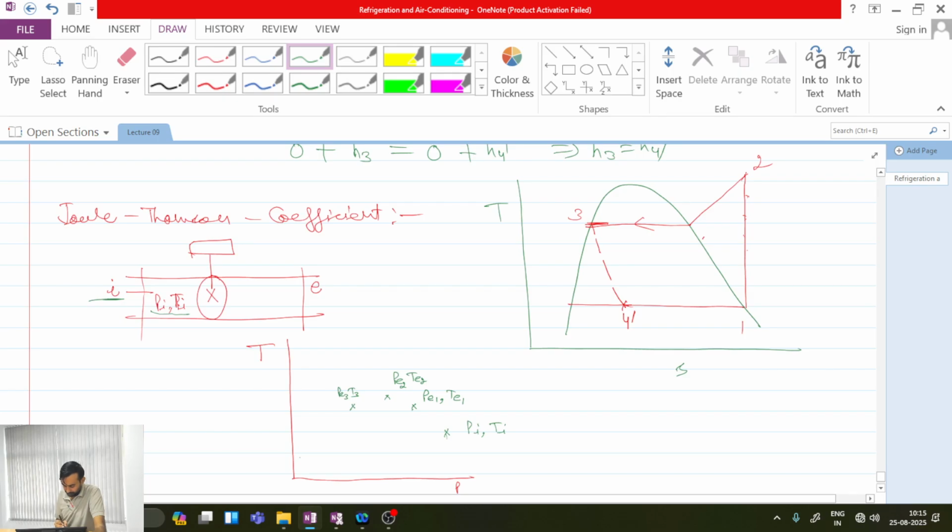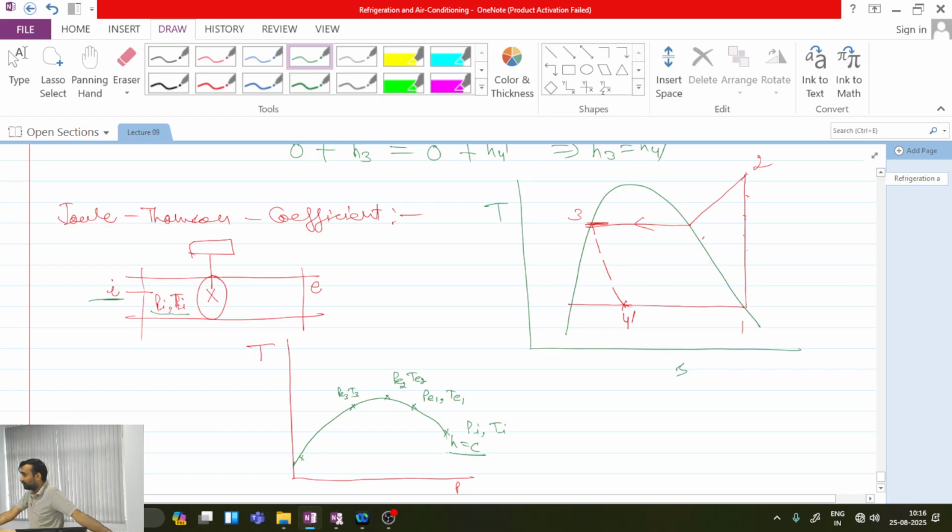Likewise, if you keep on doing, you will be getting for every time corresponding to inlet condition, you can get multiple exit pressure and temperatures. Okay, if you join locus of all these points, you will get a line. And this process is nothing but a what type of process? Constant enthalpy process. So it means this line must be a constant enthalpy line.